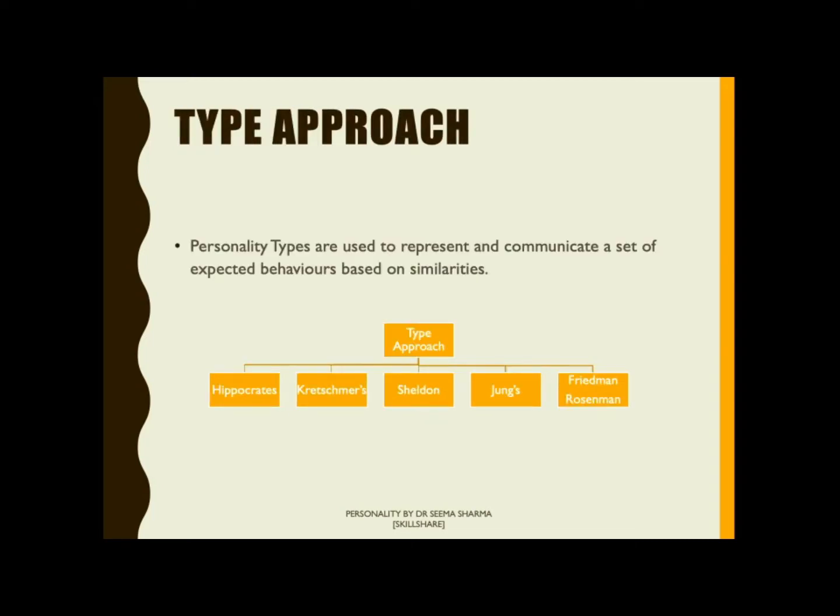Now, first of all, talk about the type approach. Personality types are used to represent and communicate a set of expected behaviors based on similarities. Type approach is given by Hippocrates, Kretschmer, Sheldon, Jung, Friedman, and Rosenman.